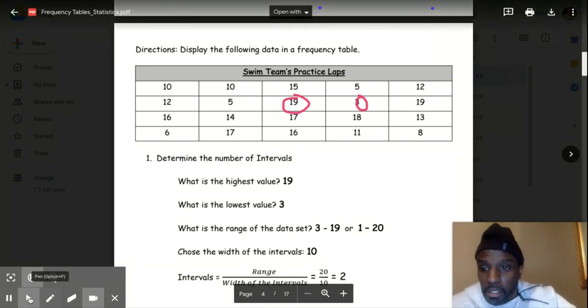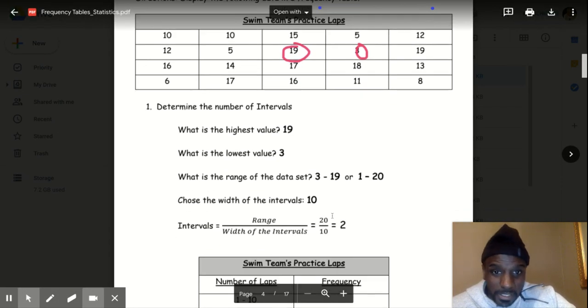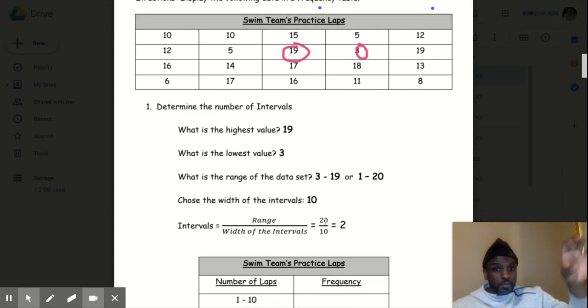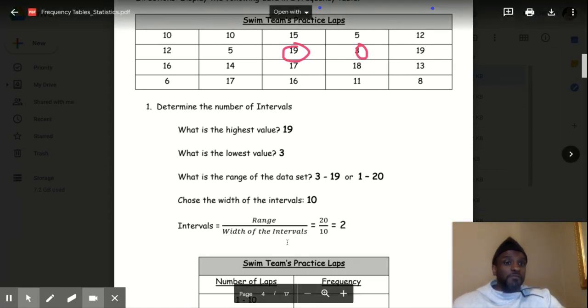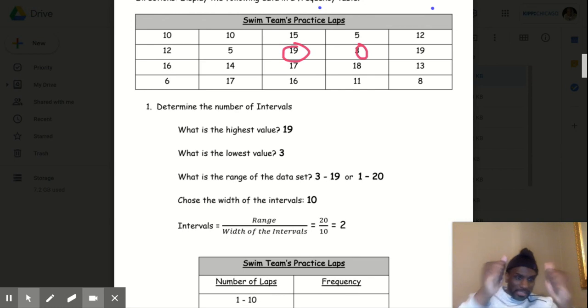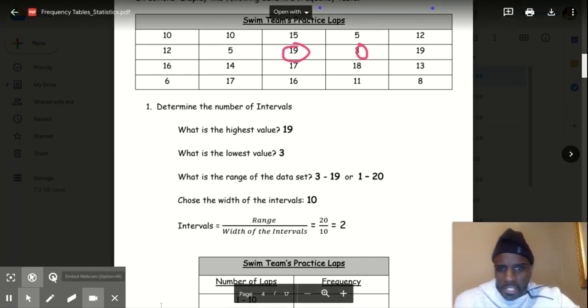So my range, once again, is 20. I'm going up to 20. But the width of my intervals, I'm going to do it in 10s. 1 to 10, 11 to 20. Before, we did it with intervals of 5: 1 to 5, 6 to 10, 11 to 15. We're not doing that now. Now I want to look at 10. So let's look at what's going to change.